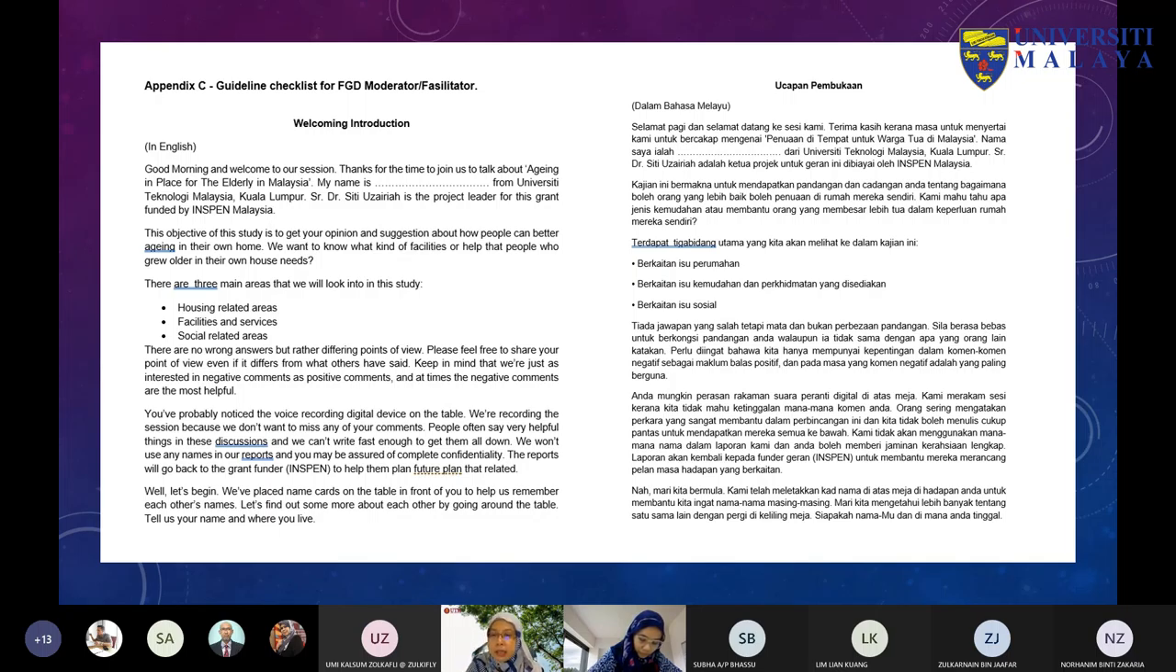So just a bit of an example. Usually we should have a guide for our moderator or facilitator. Welcoming introduction, just giving an example from my experience, from my grant. Good morning, welcome to the session. Because each facilitator will be at their own table. So there are the things we look into: housing, facility, social. Either in English or in Malay, we should prepare this for our moderator or facilitator. I think that's all, finish. Thank you very much.